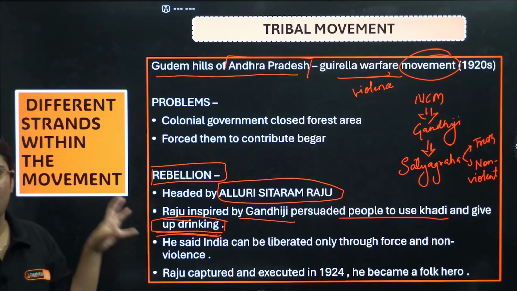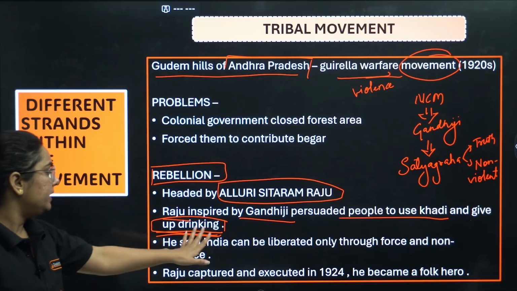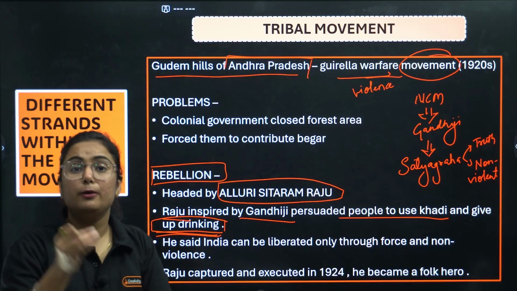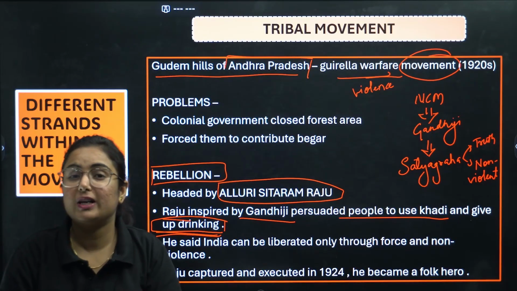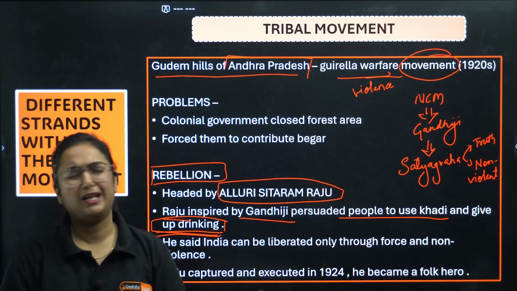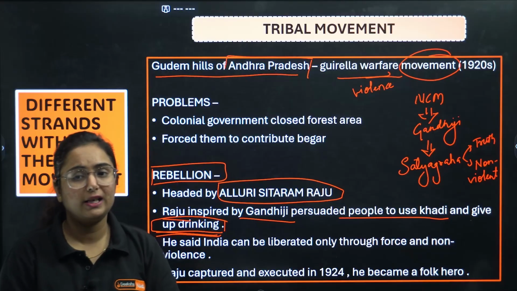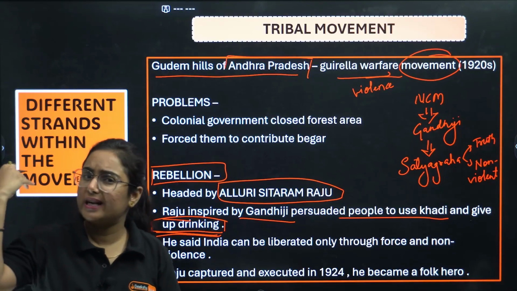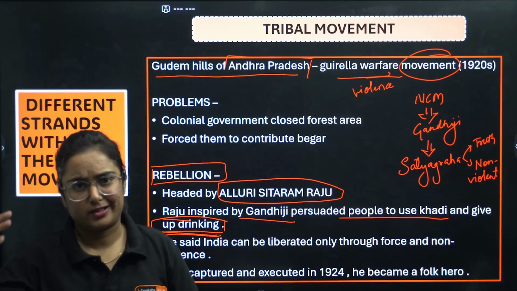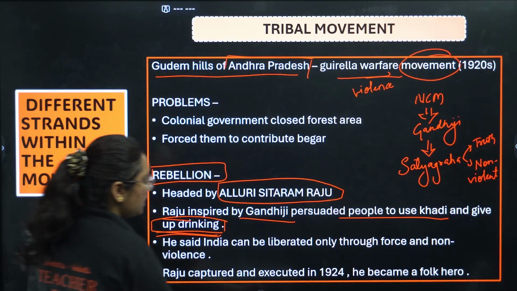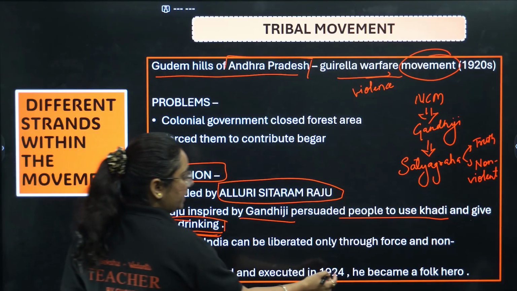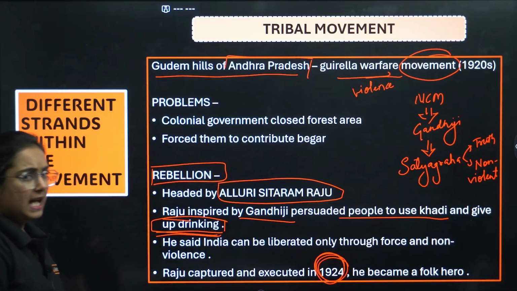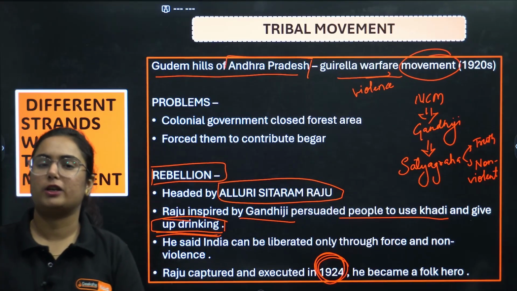Rather than using foreign liquor, we should give up drinking. He just had a difference: he said that we can only be liberated by violence, never by non-violence. So, no violence against Britishers, attack British officials, they attacked British buildings, etc. Britishers in response arrested and captured him, and he was executed in the year 1924. And he became a folk hero for India.